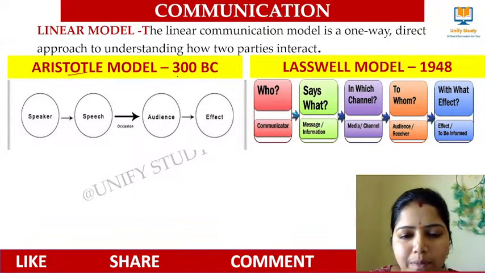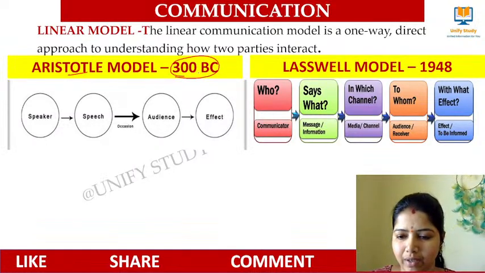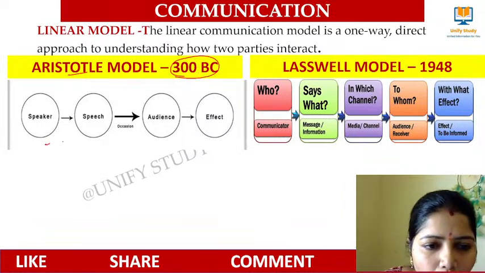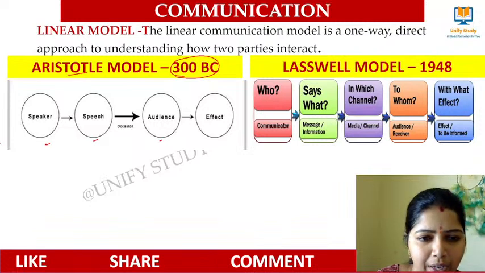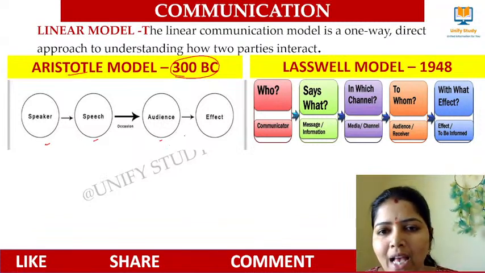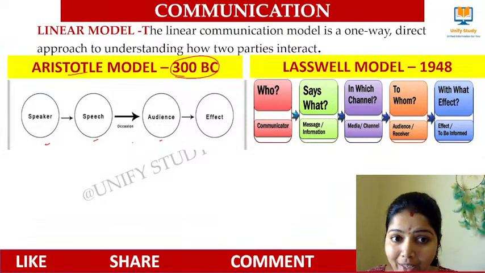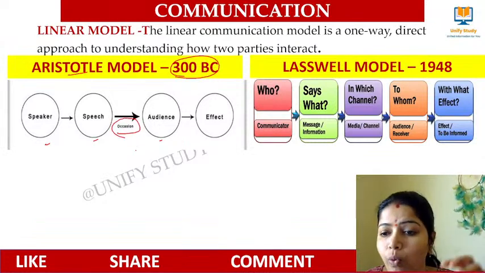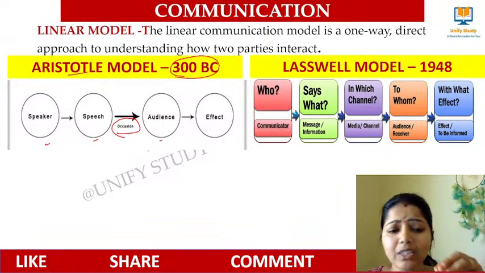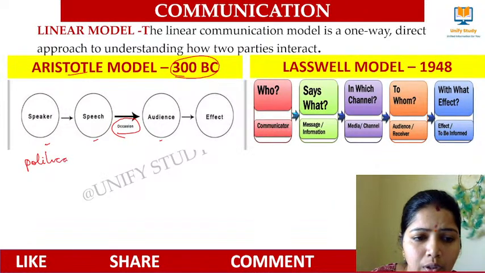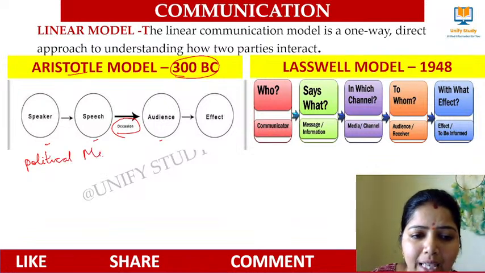The Aristotle model was given in 300 BC by Aristotle. These are the elements of the Aristotle model: speaker, speech, audience and effect. The speaker will speak on a content, on an occasion. Occasion is the important term. What do you mean by occasion? Take political meetings as an example.